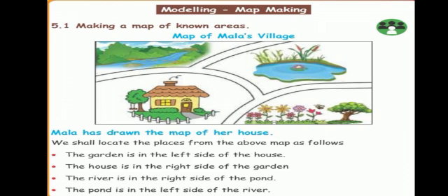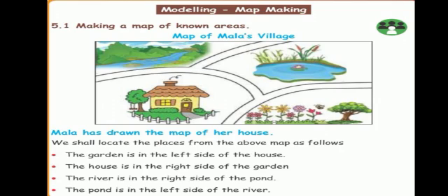Now we see modeling map making. Making a map of known areas. See the picture. This is a map of Mala's village. One girl's name was Mala. This is the map of her village. What are the things in that picture? It's a river and a house and a barn and then a garden.